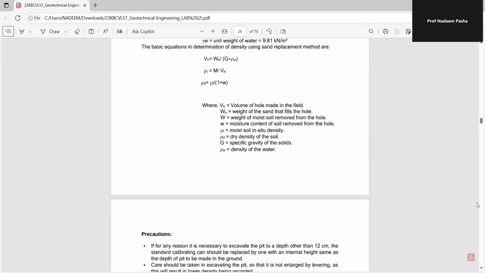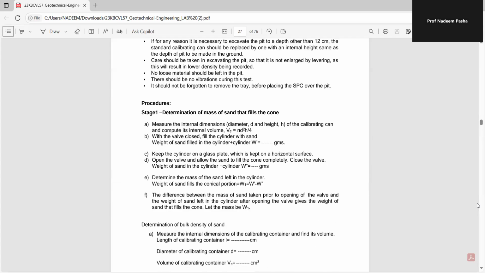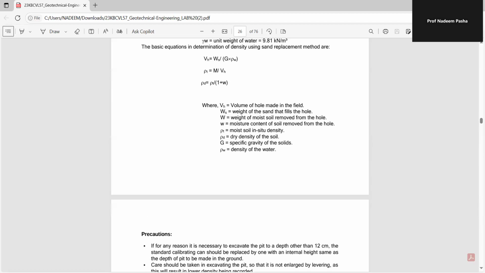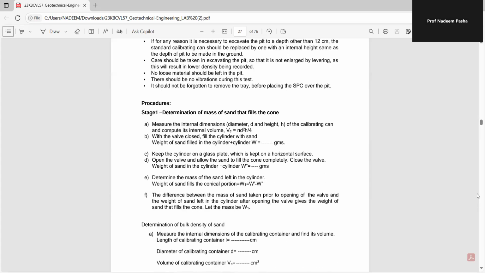Precautions. What are the precautions you have to take while performing this test? If for any reason it is necessary to excavate the pit to a depth other than 12 centimeter, the standard calibrating can should be replaced by one with an internal height the same as the depth of the pit to be made in the soil. Care should be taken while excavating the pit, as this will result in a lower density being recorded.